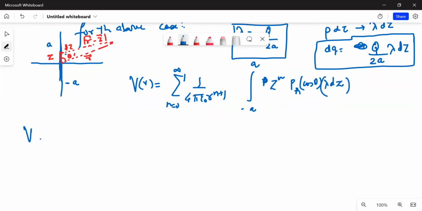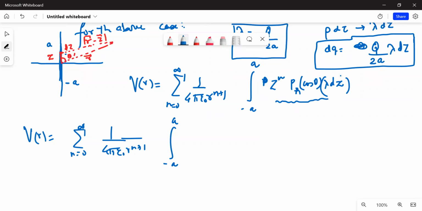कहाँ चले गए सब कुछ? Okay. So v as a function of r would give you summation n equal to 0 to infinity 1 upon 4 pi epsilon naught r की power n plus 1, and you will get from minus a to plus a, and this is z की power n pn cos theta dash. So you just एक काम करते हैं ना, इस एक्सप्रेशन को कुछ लिख लेते हैं. Let us write this expression as, this lambda को तो बाहर ही ले लेते हैं. So this will be q upon 2a, and you will be left with z की power n, and pn cos theta also you can take out. चलो एक बार बाद में कर लें. pn cos theta एक बार के लिए यहाँ लिखते हैं dz.